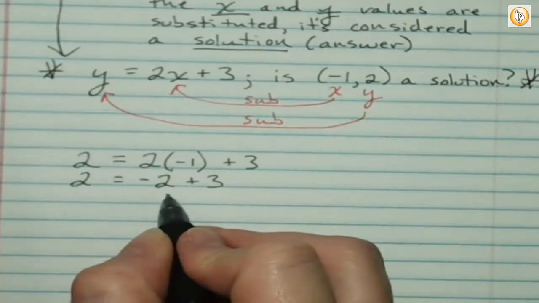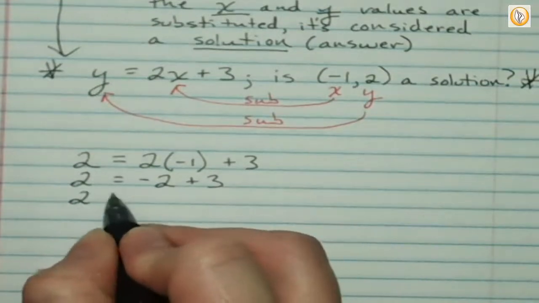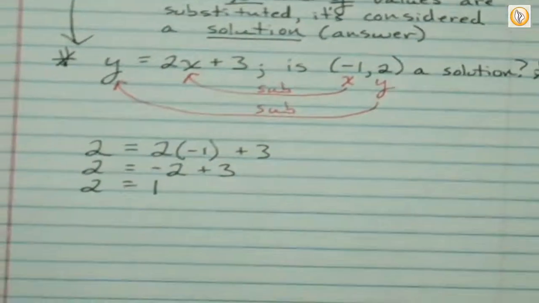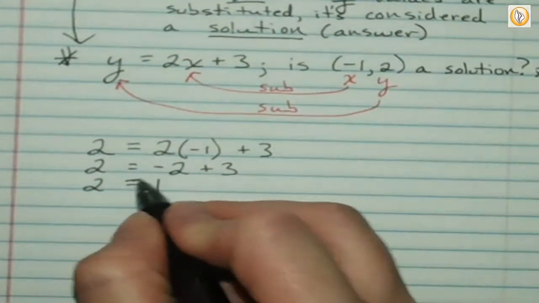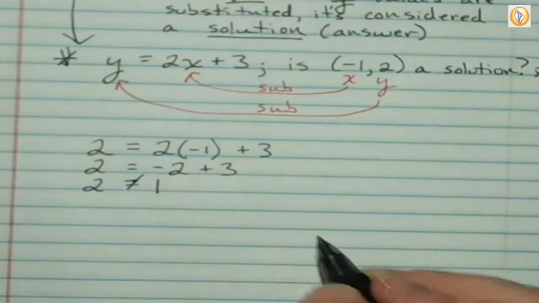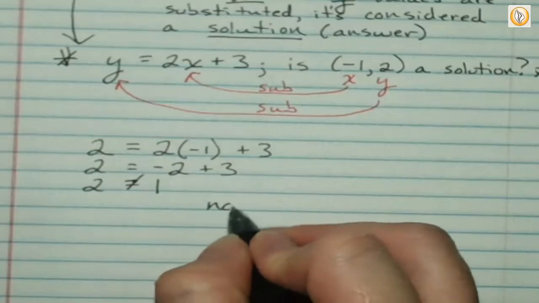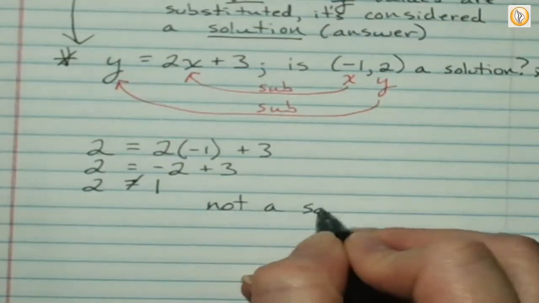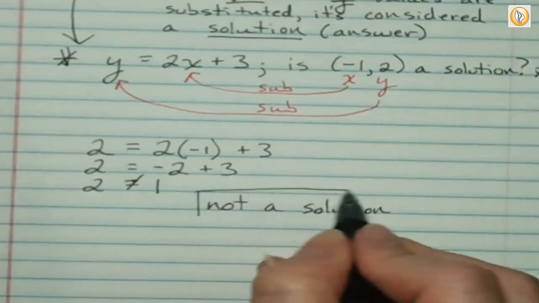Do what? -2? Regular 1. So, does 2 equal 1, Emily? No. 2 does not equal 1. So, therefore, this is not a solution.